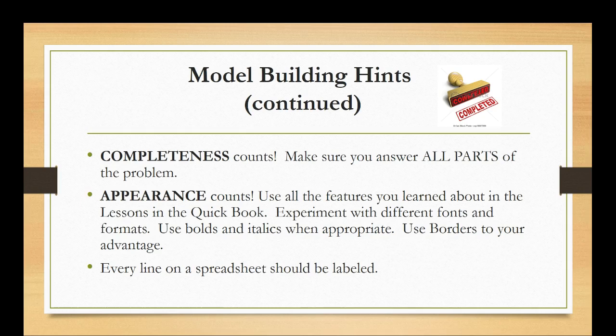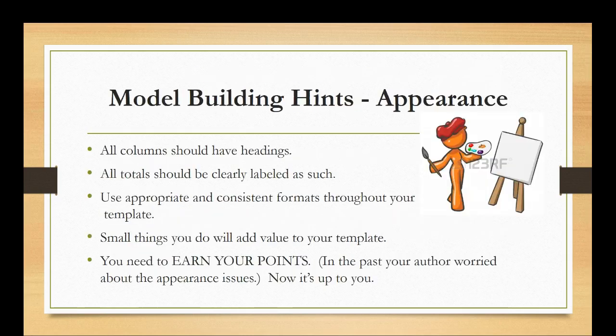Appearance counts. Use all the features you learned about in the lessons in the book. The book that we've been using has not been called the Quick Book, but it's similar to a book that we used to use. So the step-by-step book gave us 5 lessons or so with very detailed instructions on how to use most of the features. So, for example, experiment with different fonts and formats. Use bolds and italics when appropriate. Use borders to your advantage. Every line on a spreadsheet should be labeled. All columns should have headings. All totals should be clearly labeled.